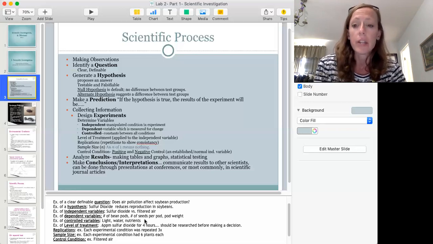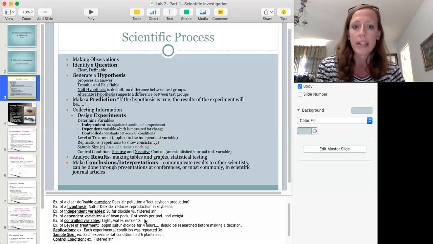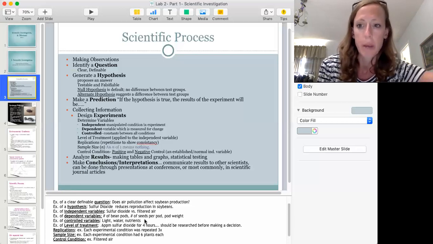And then you need to make a prediction. So if you think that the hypothesis is true, then you predict the results of your experiment. So the results would indicate one way or the other whether or not your hypothesis is correct. Okay, so from that point, we need to start designing our experiment.